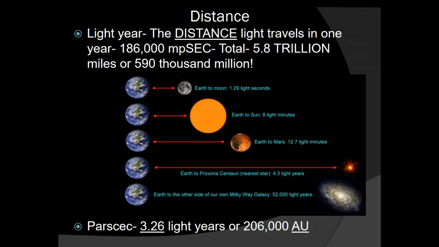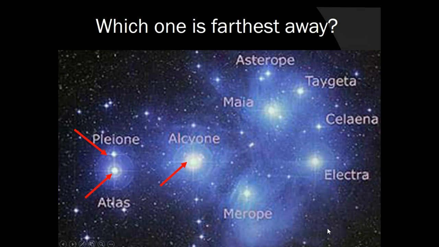Then we break that down into another unit called parsecs, and a parsec is 3.26 light years. And remember, an AU is the distance of the sun to the earth, right? So a parsec is 206,000 AU, a little bit farther away than Earth.